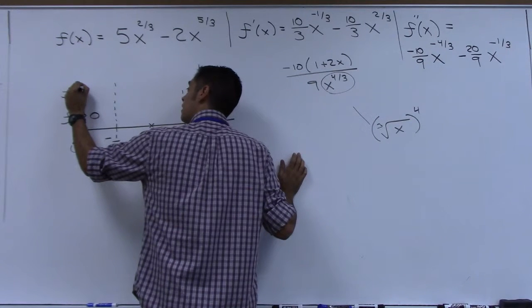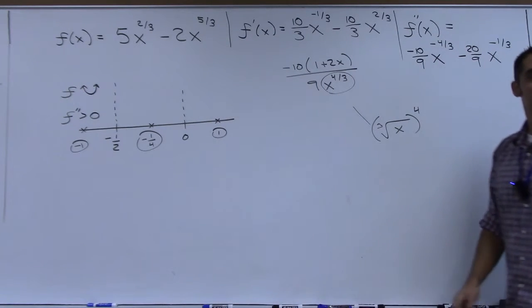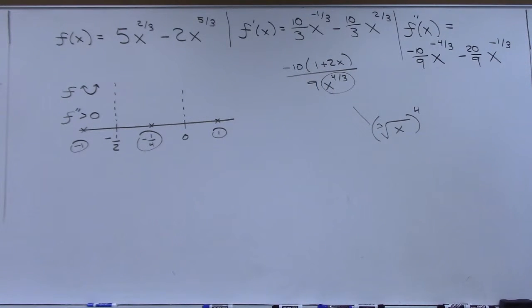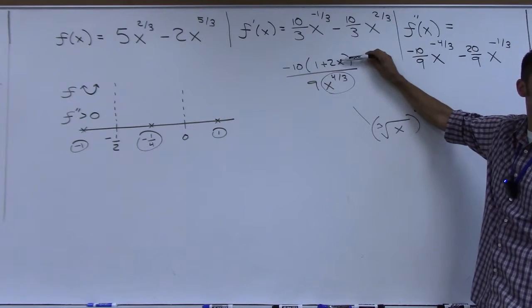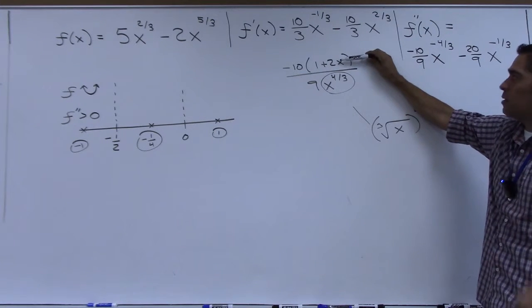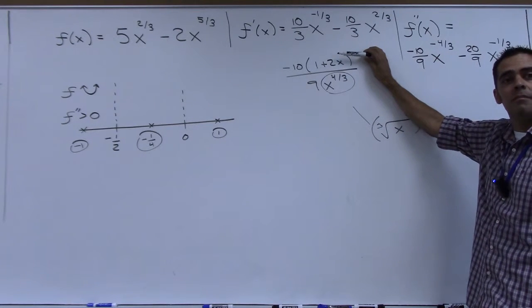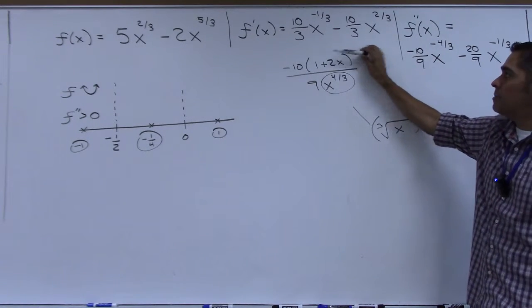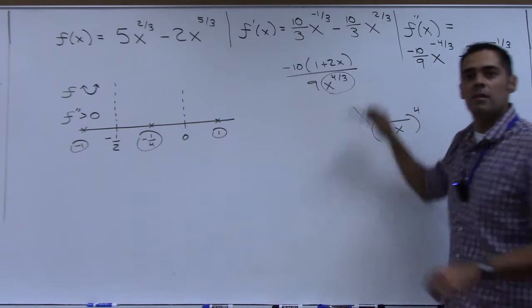Concave down. Smile. Concave up. Now plug in negative 1/4. What's 2 times negative 1/4? Negative 1/2? Negative 2/4, negative 1/2, plus 1? Positive, times a negative? Negative over positive, so negative.